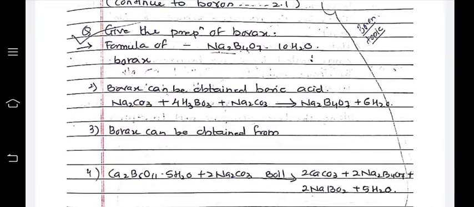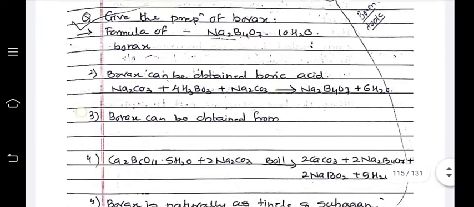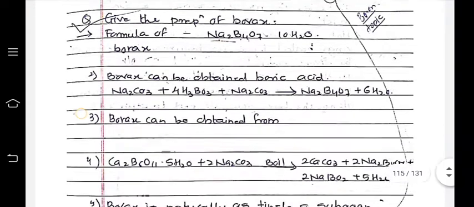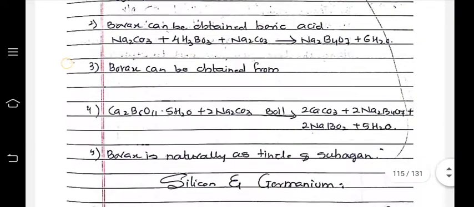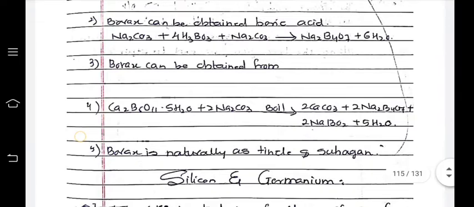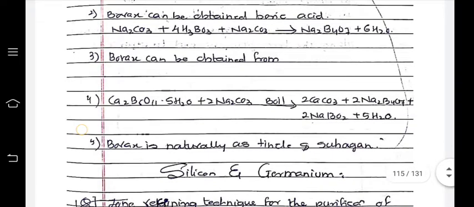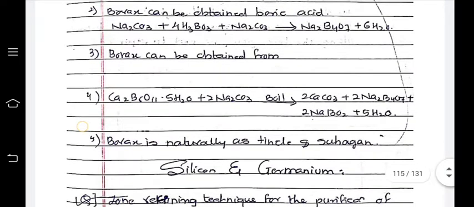Next is the preparation of borax. Borax can be obtained from boric acid: Na2CO3 plus 4H3BO3 gives Na2B4O7 plus 6H2O plus CO2.